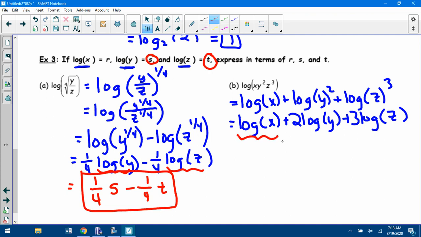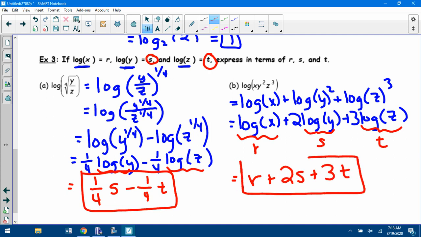Log of x is r, log of y is s, log of z is t. So your final answer should be r plus 2s plus 3t. And you have an expression written in terms of r, s, and t. Okay, so that last section, just think of it as one extra step of a substitution. Otherwise, it's the exact same as those first type examples we did where we expanded.